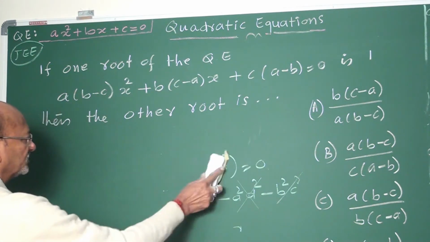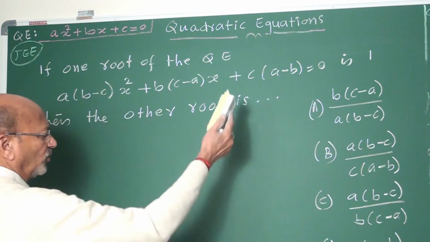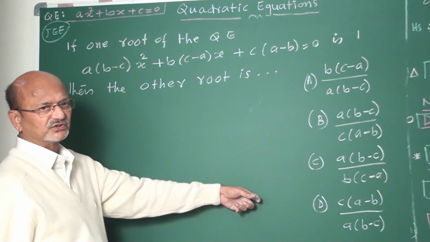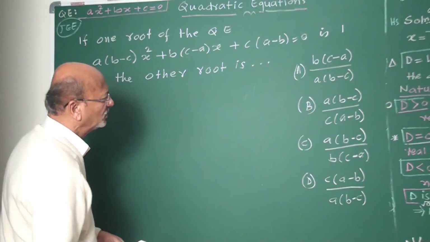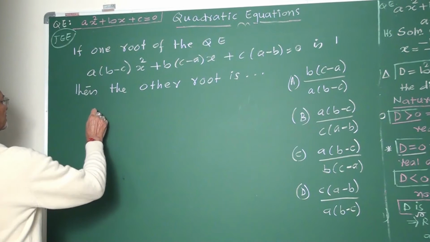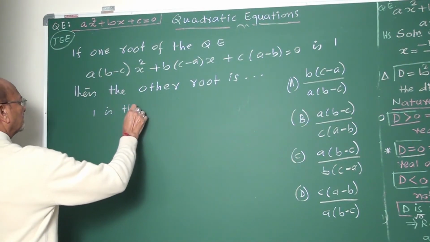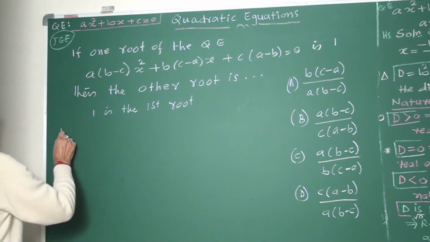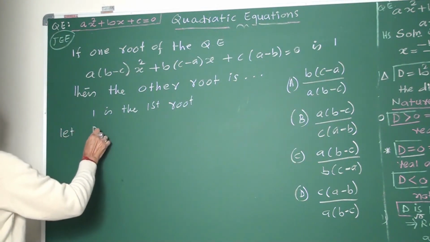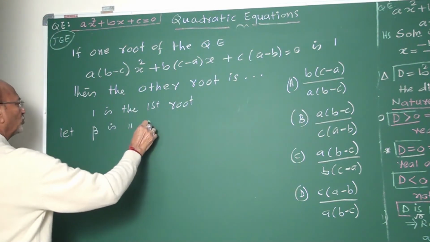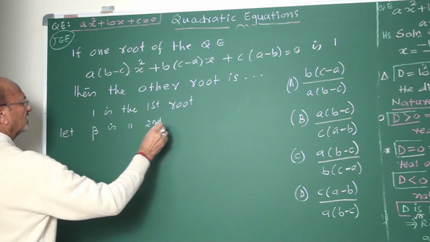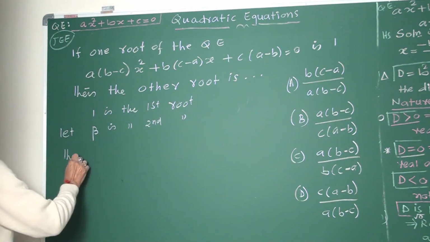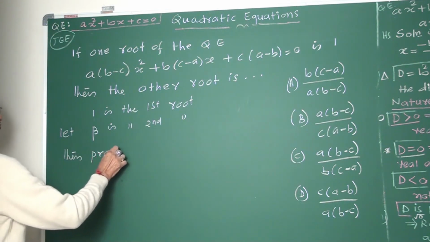Looks big, my friends. Sometimes looking at these options, the students hate such examples. Why? Looking at the options. Otherwise, it is a simple example. Go with the method. One is the first root. You can name it. Let me take beta as the second root. Here alpha is 1, the first root, and beta is the second root. Then the product of the roots, my friends.